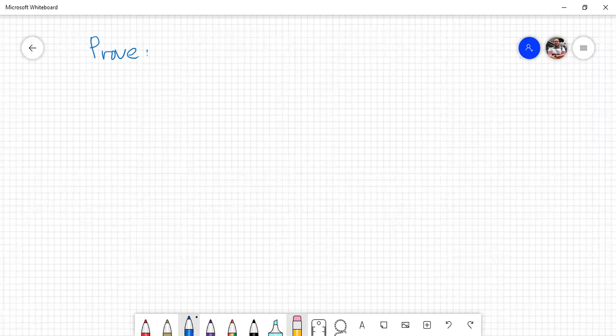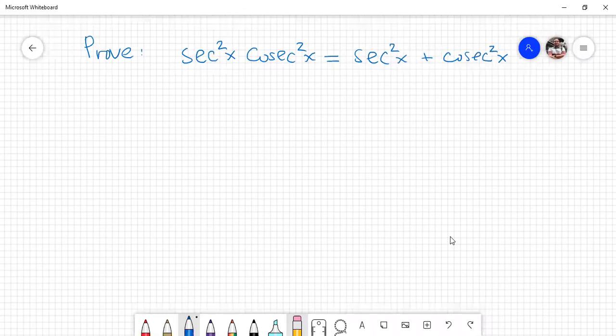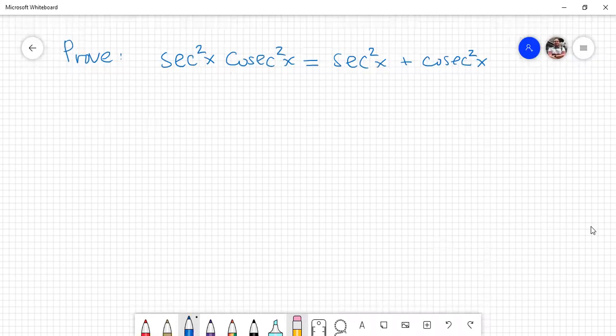Proof: secant square x times cosecant square x is equal to secant square x plus cosecant square x. Now, look at this. What will you do?